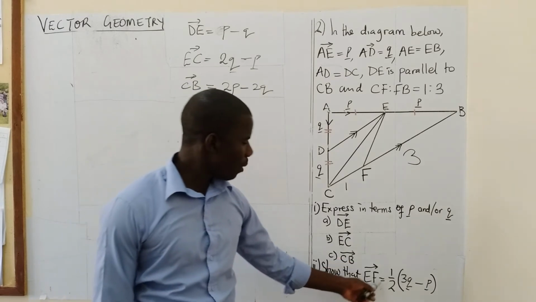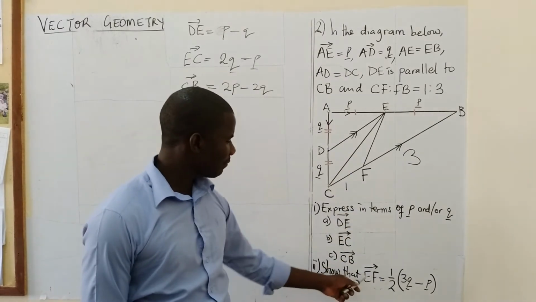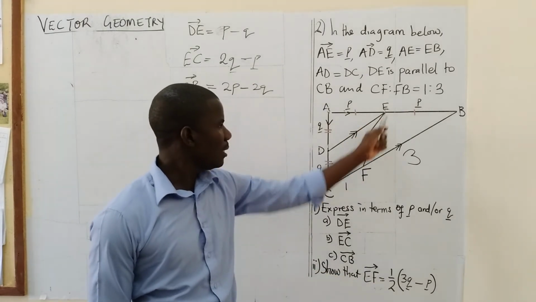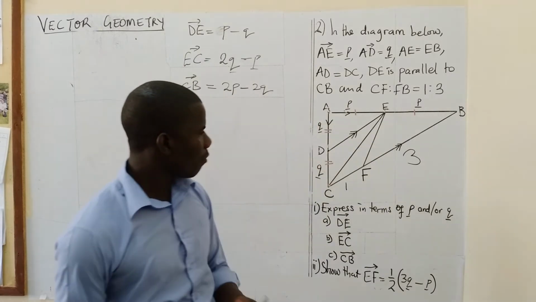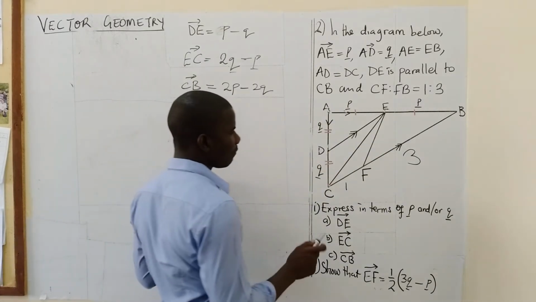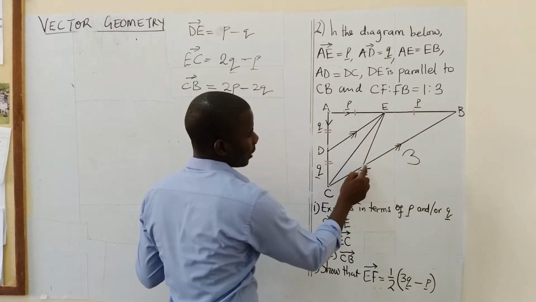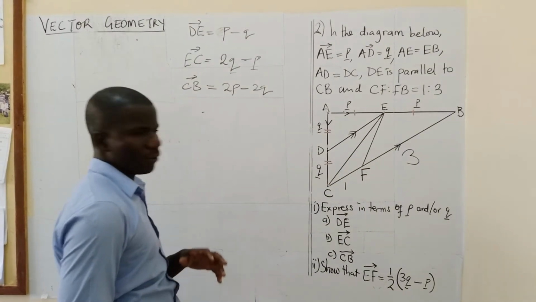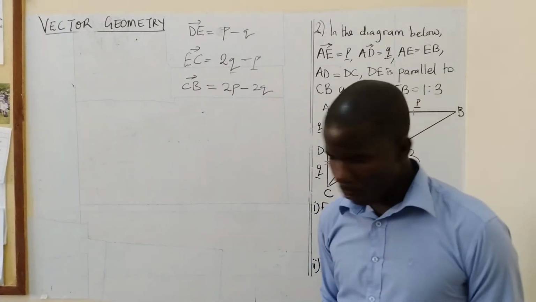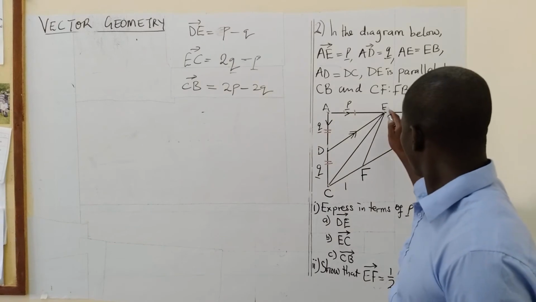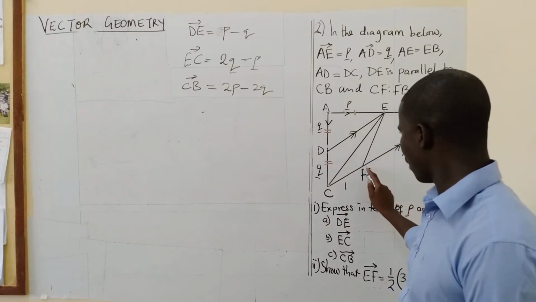In other words, we want to find this vector, which is EF. How do we move from E up to F? So we have 2 options in this case. One is from E, we go to B. From B, we come to F.